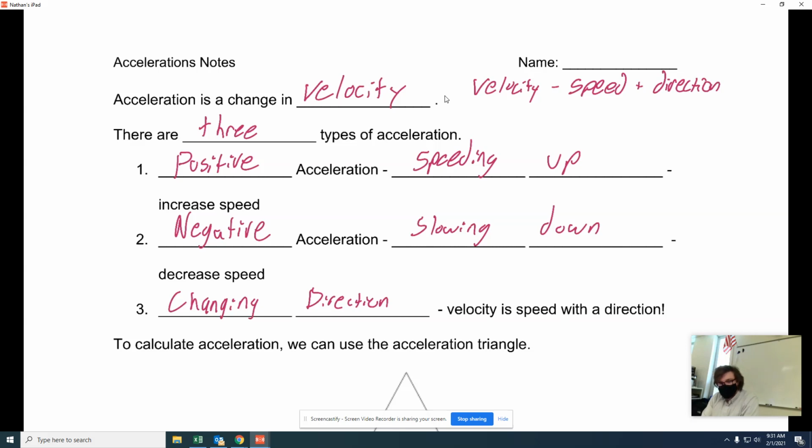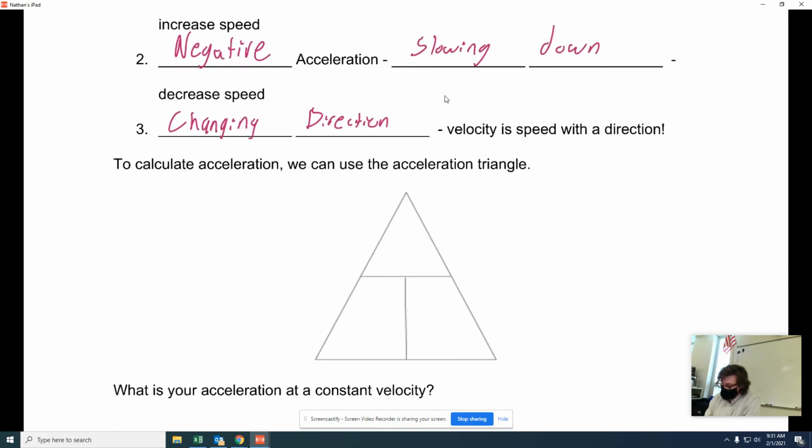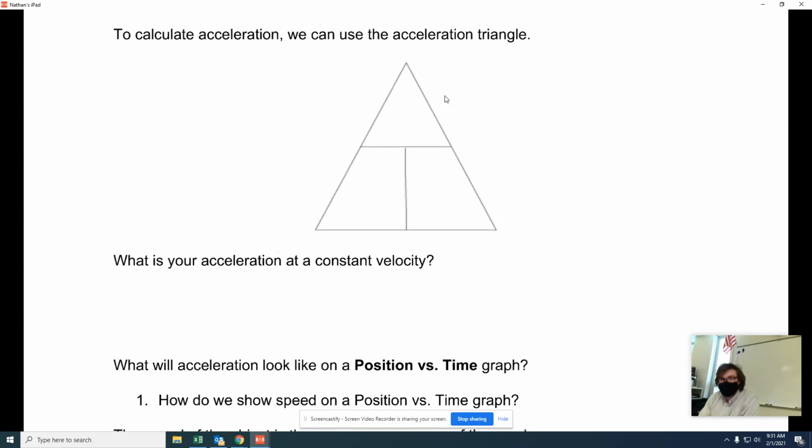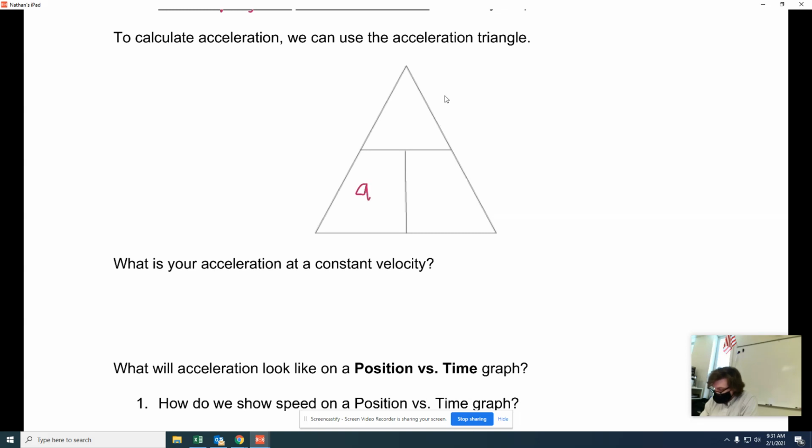We can have positive acceleration, which means that we're speeding up, negative acceleration, which means that we're slowing down, and then we could also be changing direction, which is a form of acceleration. Usually when we calculate acceleration, we are just focused on positive or negative acceleration. So acceleration is a little bit different. We're going to set up a triangle just like we did for speed. Acceleration is going to equal the change in velocity divided by time.